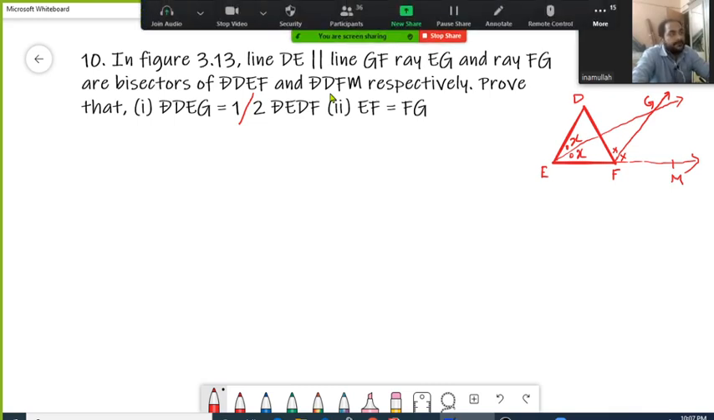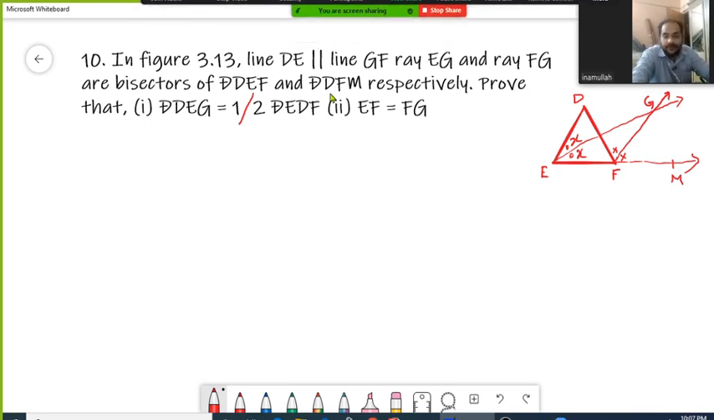Besides, ED is parallel with FG. If ED is parallel with FG, and in fact FG is bisector of this angle F, so here I can say each is of y degree. So here you can say this angle is of y and this angle is of y.